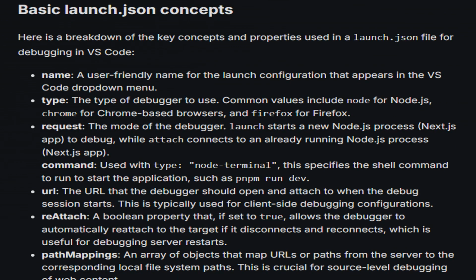Key concepts within the Launch.json file for debugging include name for the configuration label, type to specify the debugger type, request to define whether to launch or attach, URL for client-side sessions, and path mappings for local path integration. These properties establish how debugging sessions operate in VS Code.